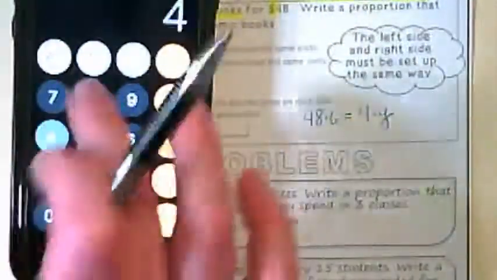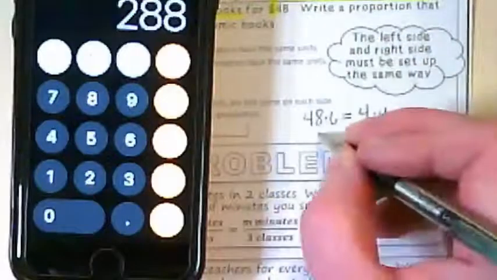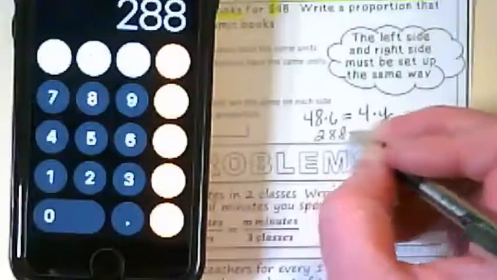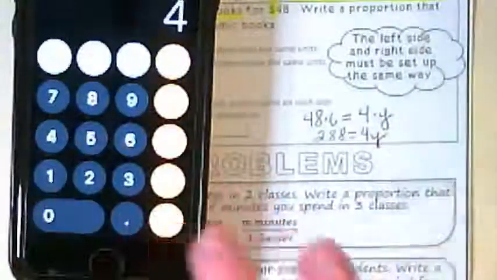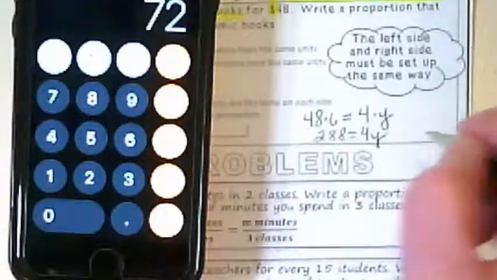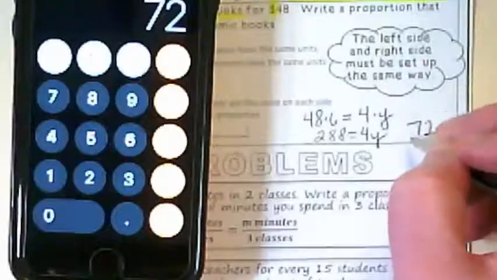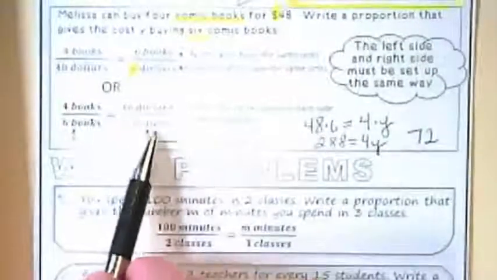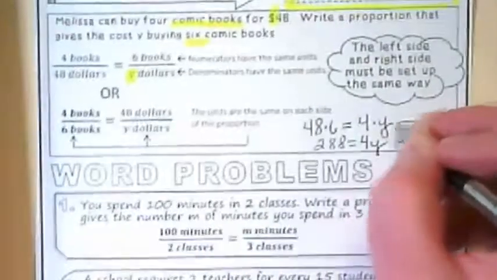Now, maybe others can do 48 times 6 in their head, but I cannot. I get 288 is equal to 4y. I divide by 4. And we get 72. This is a word problem, and what does the 72 go with? Dollars. So we're going to put a dollar sign in front of that, and that would be our answer.